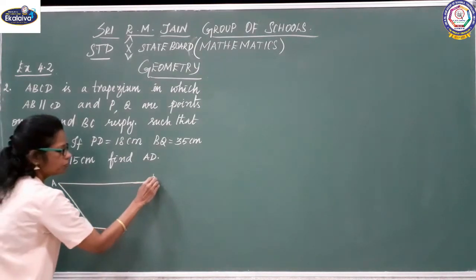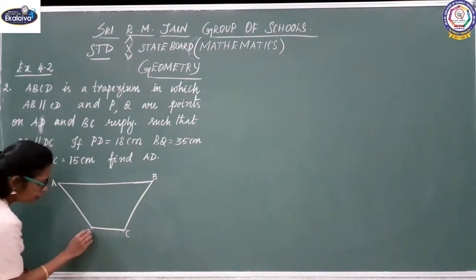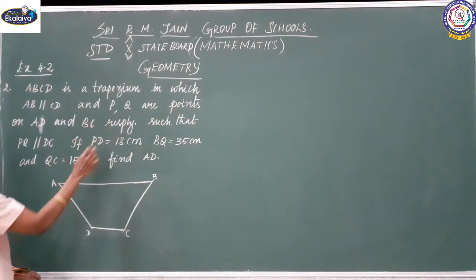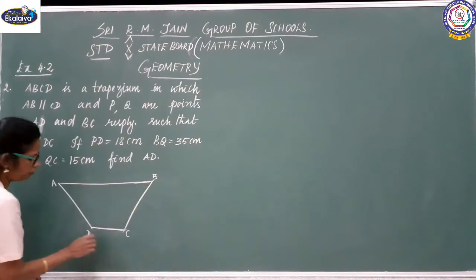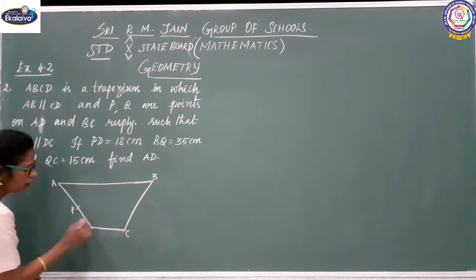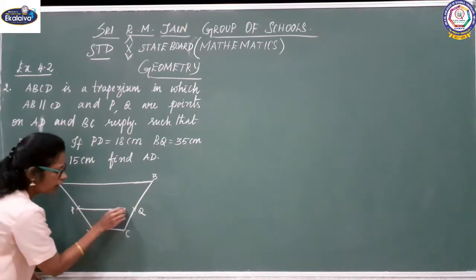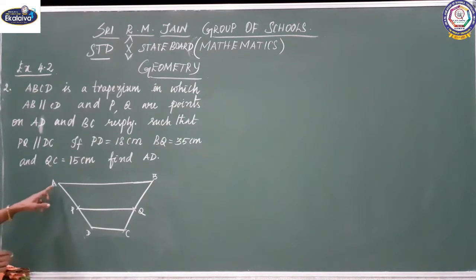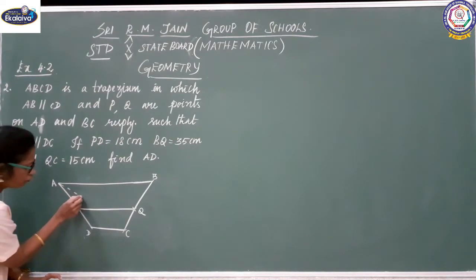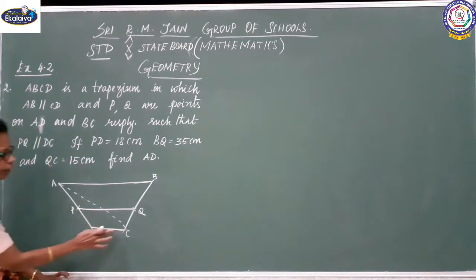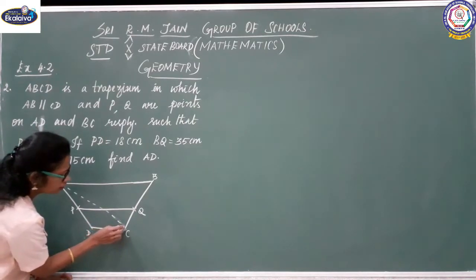ABCD is a trapezium. Then what they said: P and Q are the points on the sides AD and BC. Join the line PQ. Now you should construct a line from A to C or B to D, whatever it is. Here I am going to construct a line from A to C. That means I am connecting the diagonal.